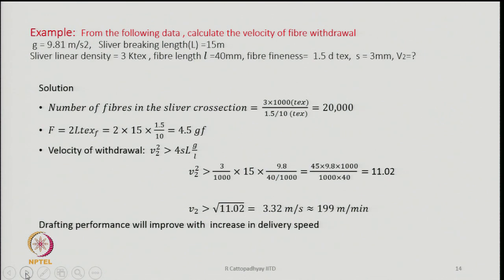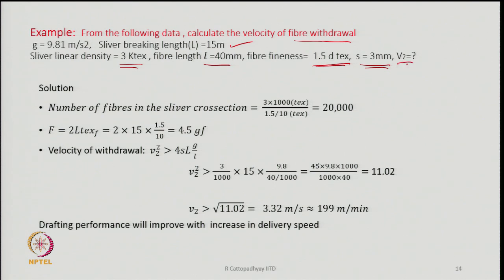What is stated here? From the following data, calculate the velocity of fiber withdrawal. G value has been given, sliver breaking length is 15 meter. This is a drawn sliver, so its breaking length is much less. A cut sliver is much stronger, while a drawn sliver is going to be very weak, it is a twice drawn sliver. Sliver linear density is 3 kilotex, the sliver is practically quite fine. Fiber length is 40 mm, fineness is 1.5 decitex, and S has been considered to be 3 mm, that is the displacement over which it gets accelerated is 3 mm.